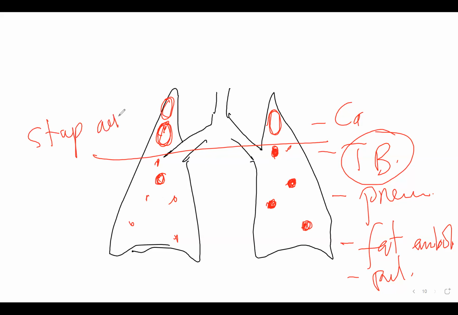Now, know that the first thing you should think of when you see cavities in the lung is tuberculosis. And to buttress your point, look at the upper part of the lungs. Then other conditions that can give you that are Staph aureus and Klebsiella pneumonia.